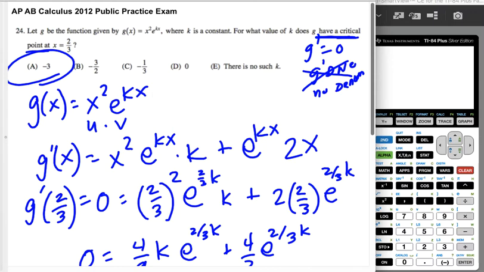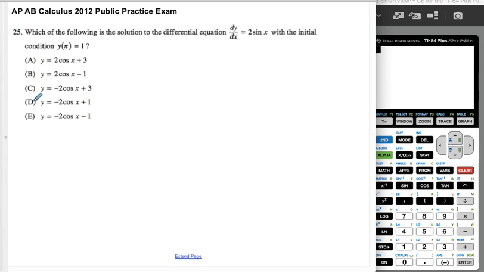All right. So again, the trick was knowing what a critical point means and then noticing that it's a specific value of x, right? You're not solving this without finding a specific value of x.